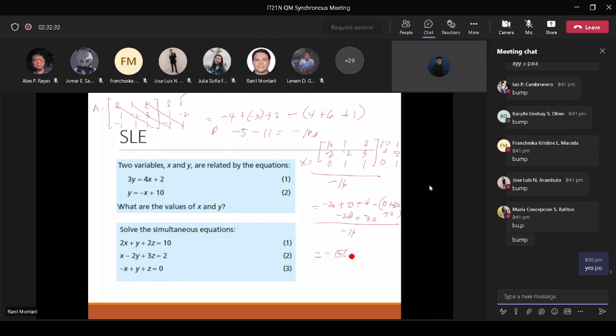56 divided by negative 16. What is 56 divided by 16? Is this 3? It's 3.5, sir. So where did we go wrong? Because we're expecting x as 3. Right? Yes, sir.